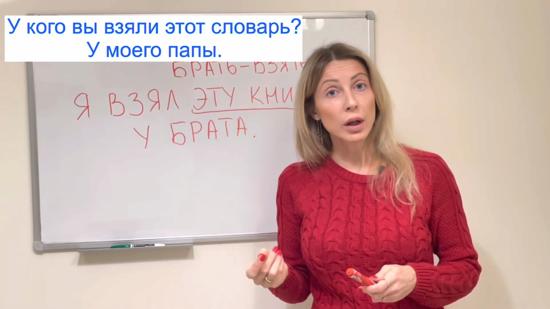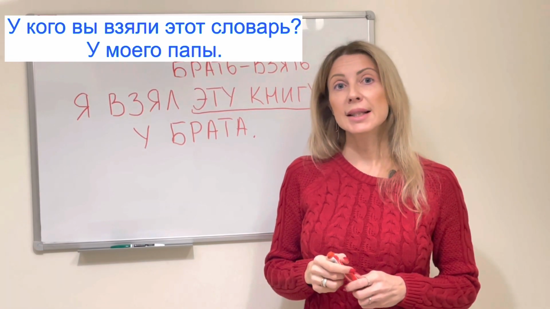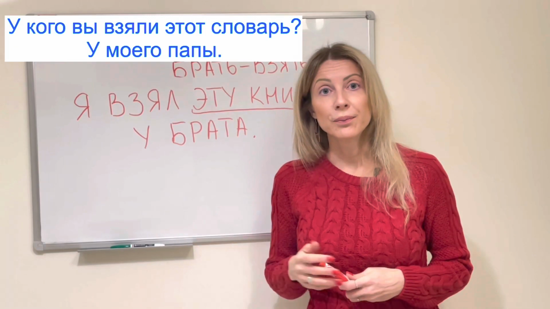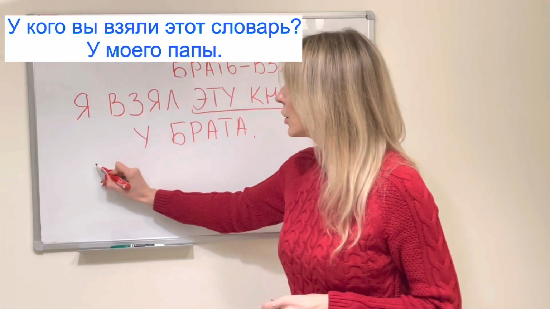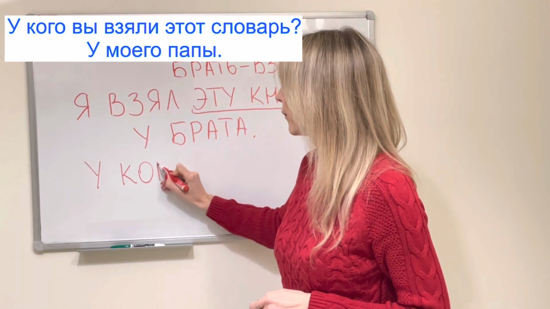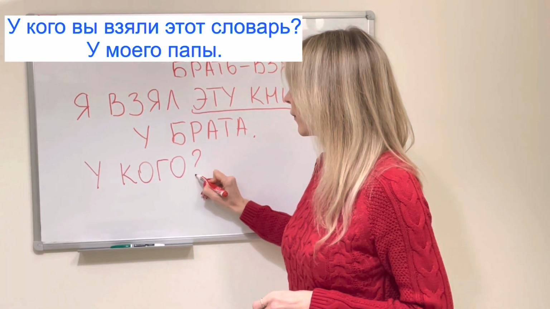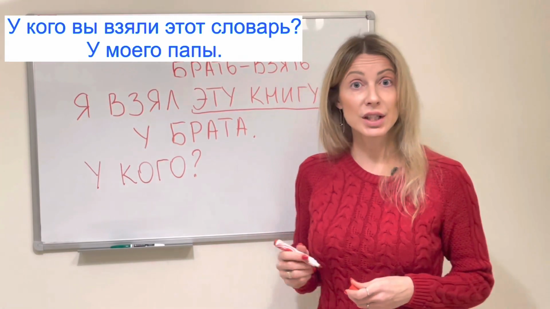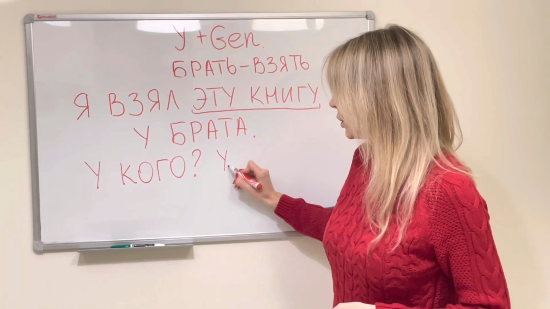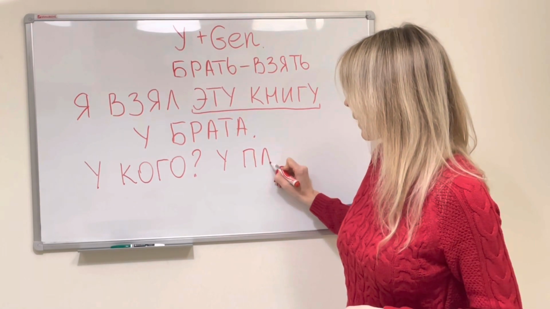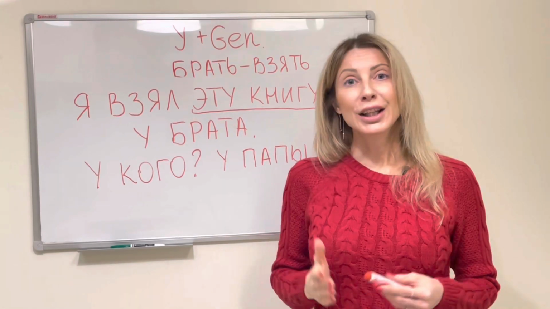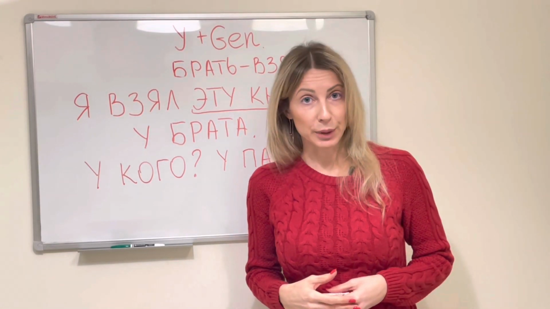У кого вы взяли этот словарь? Who did you get this dictionary from? У кого? The question is у кого? And the answer is from my father. У папы. У папы. Let's look at the other examples.